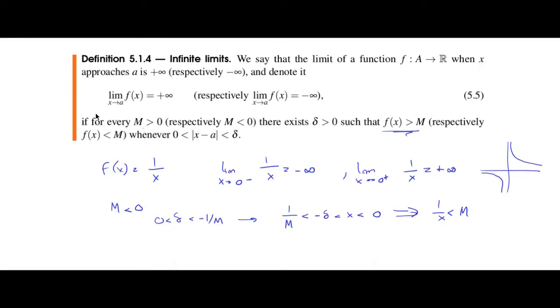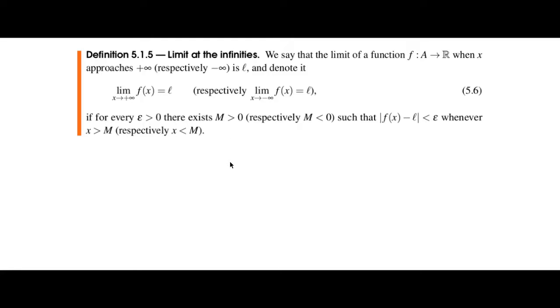Okay? Now we have a special limit, when a is plus or minus infinity, which is very similar to the limit of sequences that we saw before. We say that the limit of a function f when x approaches plus or minus infinity is L, and it is denoted the limit when x goes to plus or minus infinity, if for every epsilon greater than 0 there exists m greater than 0, or smaller than 0 if we're thinking about negative infinity, such that the difference between f and the limit is smaller than epsilon whenever x is greater than m, okay?